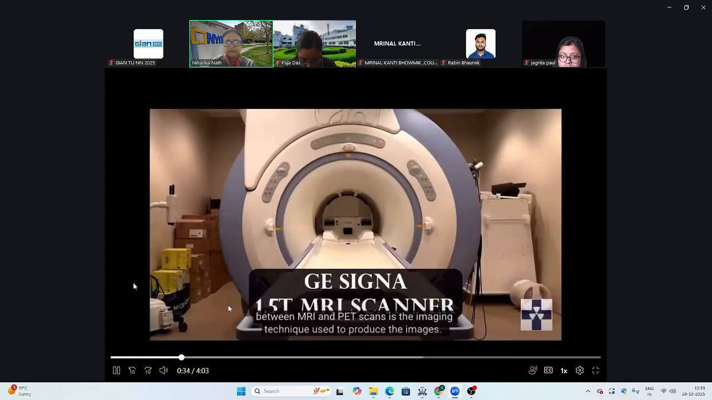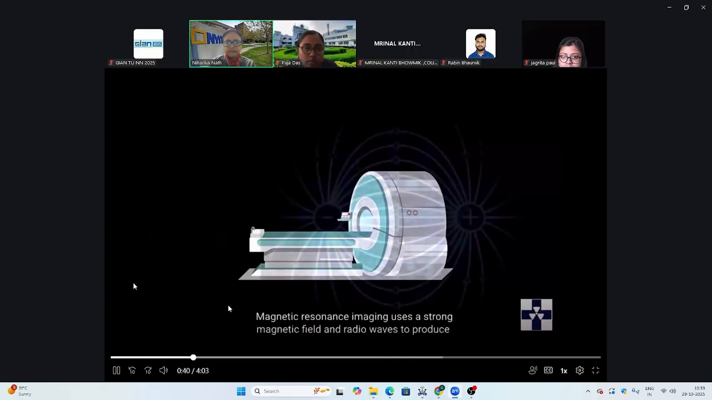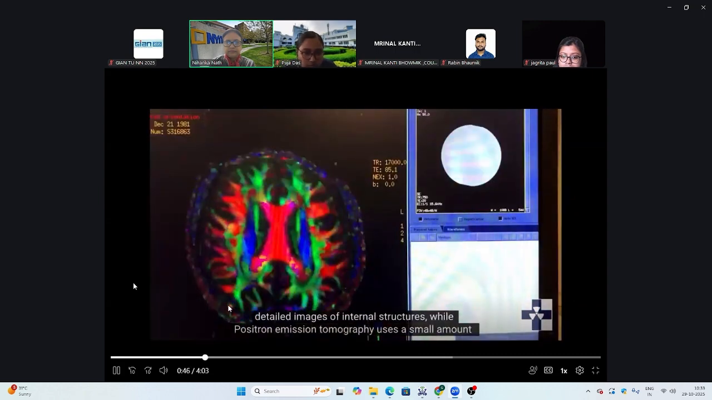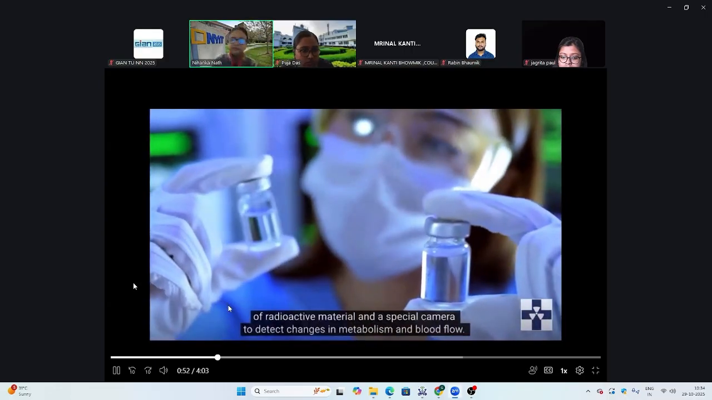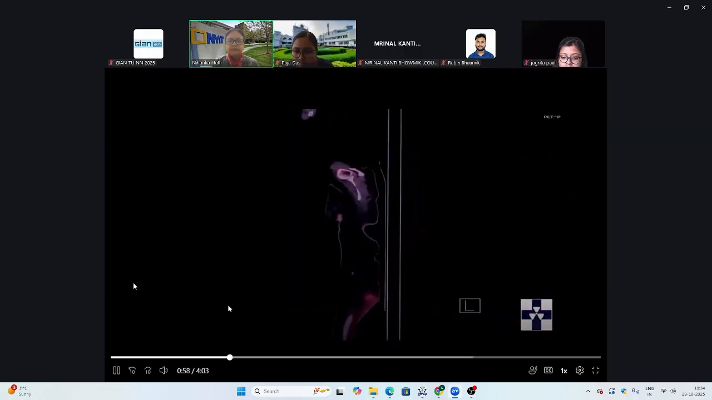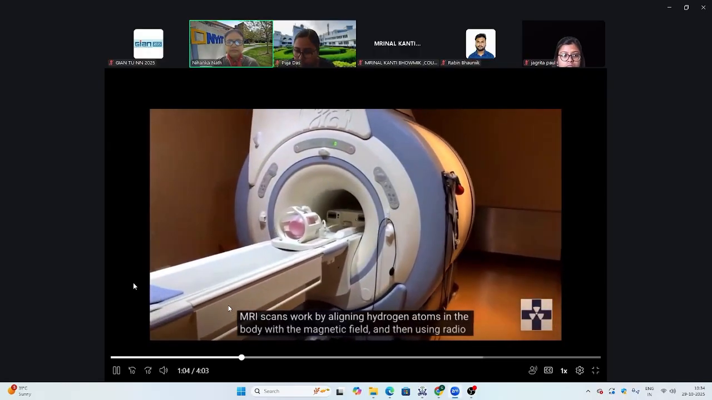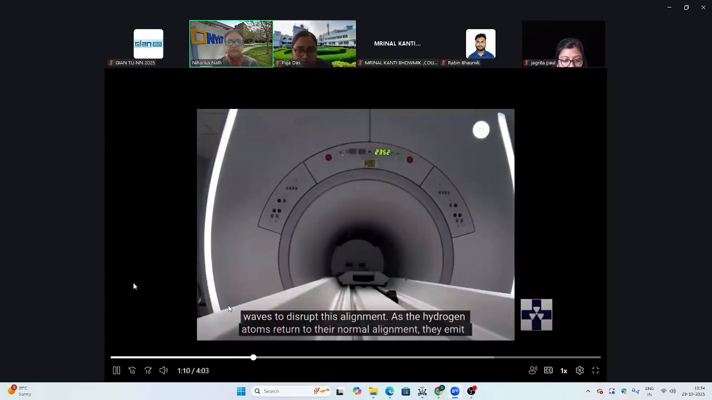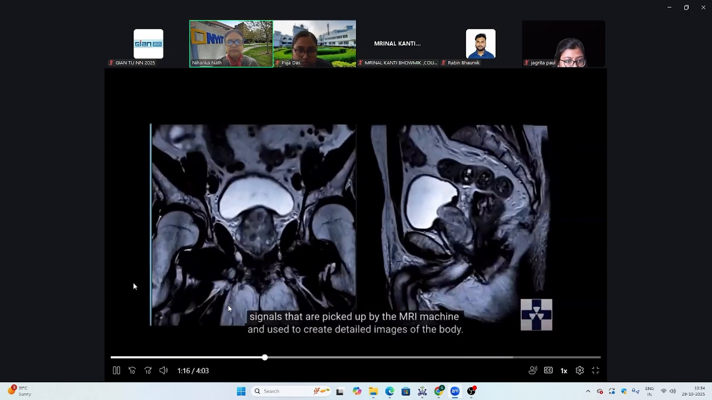One of the main differences between MRI and PET scans is the imaging technique used to produce the images. Magnetic resonance imaging uses a strong magnetic field and radio frequency waves to produce detailed images of internal structures, while positron emission tomography uses a small amount of radioactive material and a special camera to detect changes in metabolism and blood flow. MRI scans work by aligning hydrogen atoms in the body with the magnetic field and then using radio waves to disrupt this alignment. As the hydrogen atoms return to their normal alignment, they emit signals that are picked up by the MRI machine and used to create detailed images of the body.